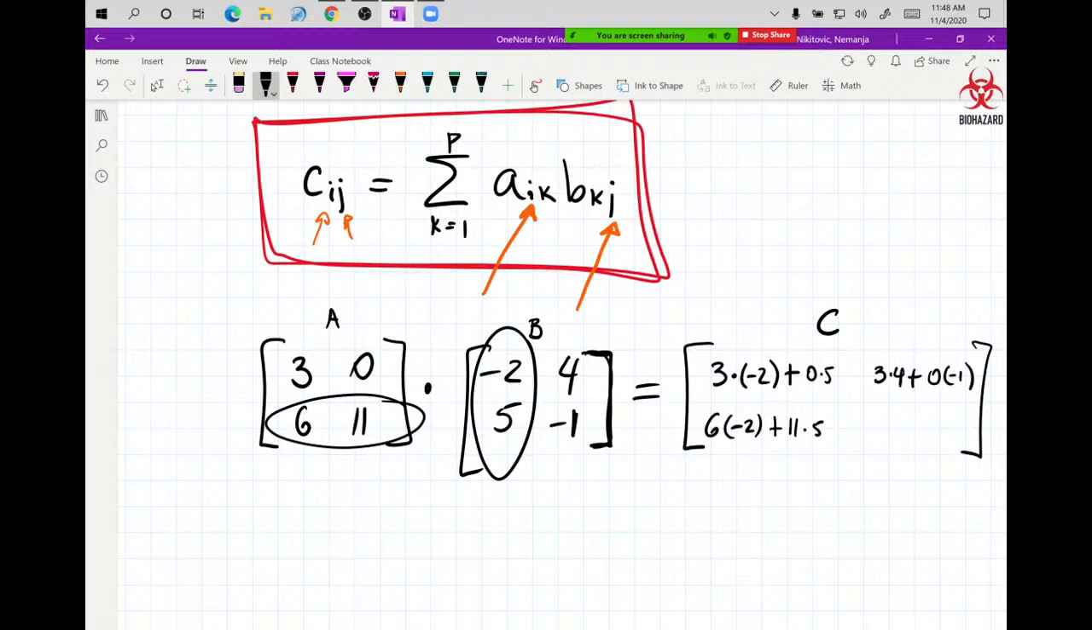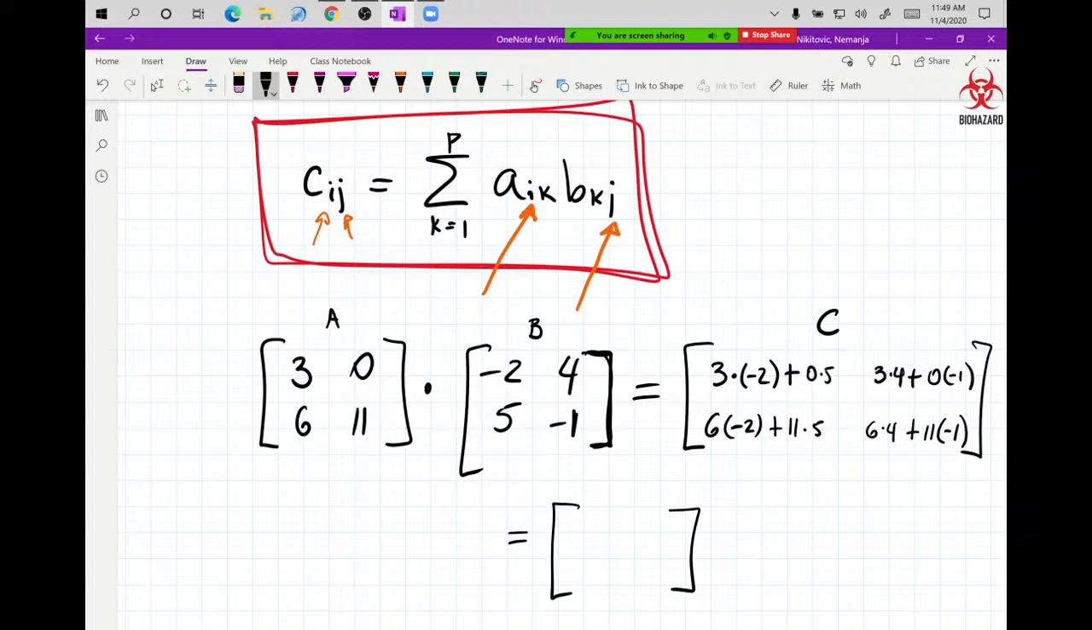And finally, 6 times 4 plus 11 times negative 1. When you multiply 6 times 4, plus 11 times negative 1, you just do the arithmetic. Now, obviously, students will go very quickly from this, but not writing the step. You just go directly into what the answer is, because you can keep this calculation in your head.